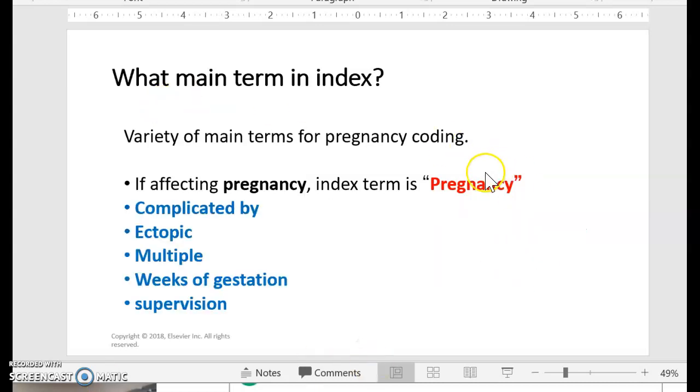When we use pregnancy, there are a lot of things that we are looking for under pregnancy when we have situations such as complications. Maybe there's HIV infections, maybe there's hypertension associated with pregnancy, maybe there's diabetes, ectopic pregnancy, multiple pregnancies, weeks of gestation, supervision. All of these terminologies, or actually subterms, will be under the main term pregnancy.